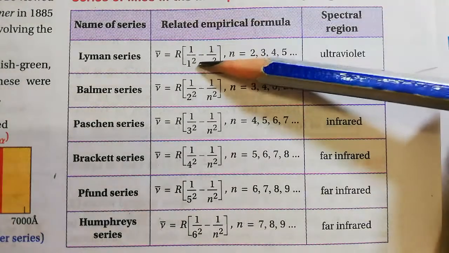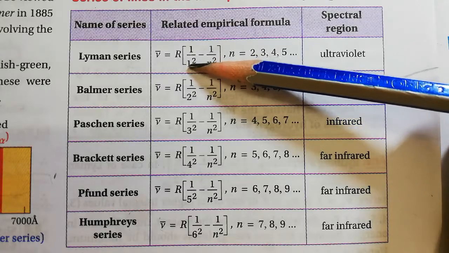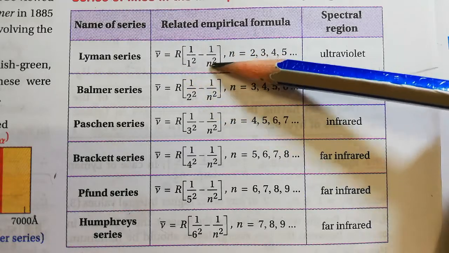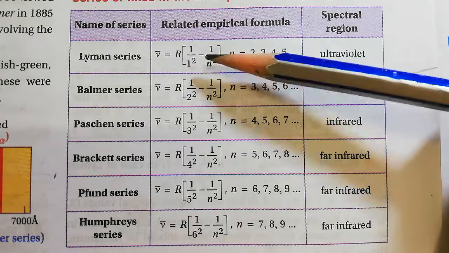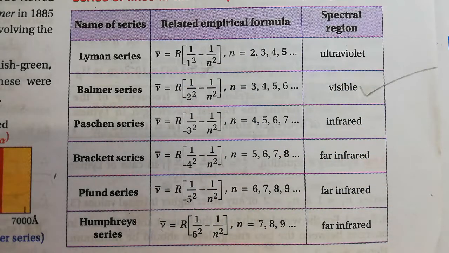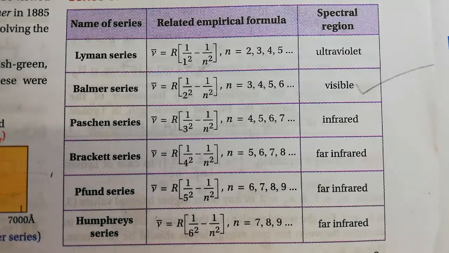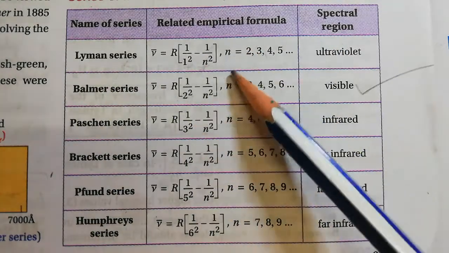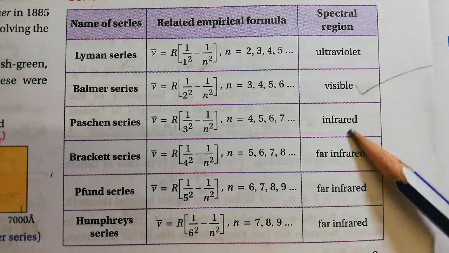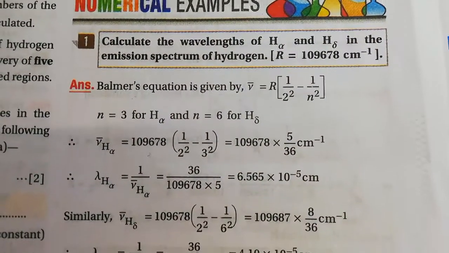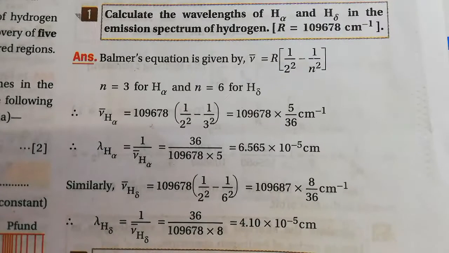In this equation, n1 is the lower shell where the electron is coming to, from the higher shell, and n2 is the higher shell number. Look at the problem given here, and that will be very clear to you. You have to remember the different series, their wave equations, and the spectral region to which they belong. Now come to one numerical given here, which will give you a clear understanding.